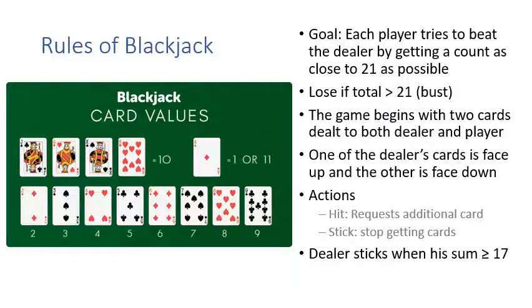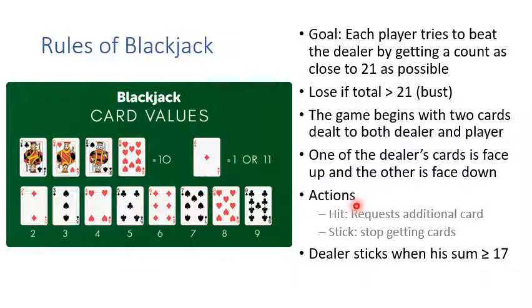Here are the rules of blackjack. There's one dealer and several players. The goal of each player is to try to beat the dealer by getting a count as close to 21 as possible. This is why this game is also called 21. You lose if your total is larger than 21 and you are busted. The game begins with two cards dealt to both the dealer and the player. One of the dealer's cards is face up and the other one is face down.